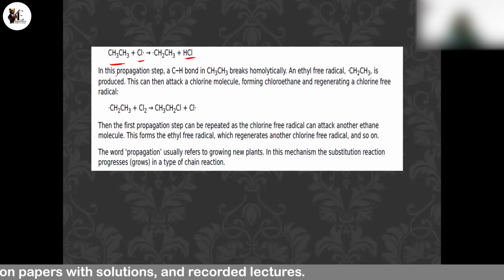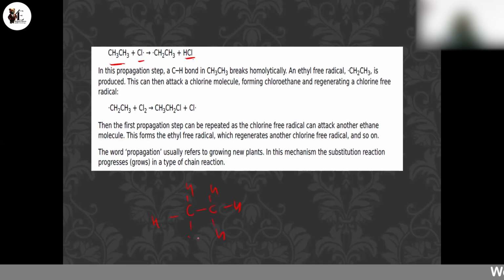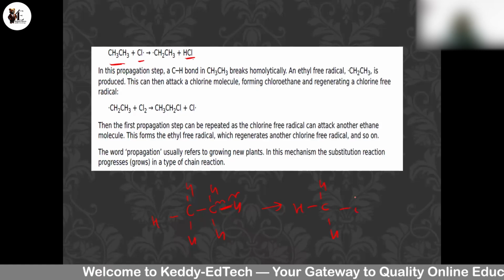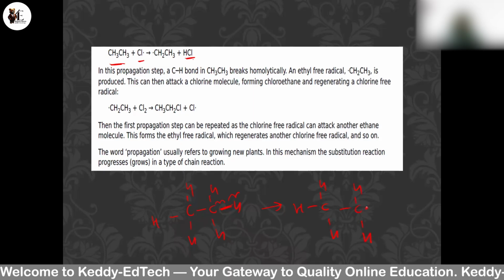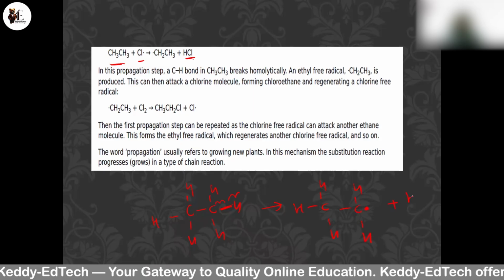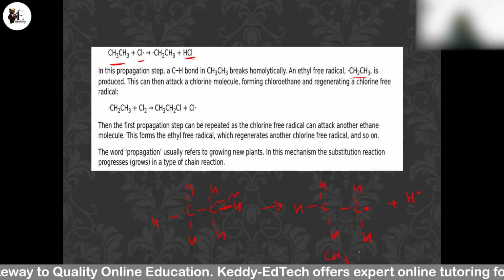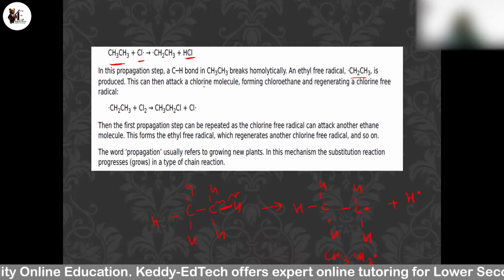HCl is removed. In this propagation step, the C-H bond in CH3CH3 breaks homolytically. That means one free radical on hydrogen and one free radical on the carbon. So we have this type of molecule: a dot free radical on this carbon plus an H free radical. An ethyl free radical, CH3CH2 free radical, is produced. Then what happens?